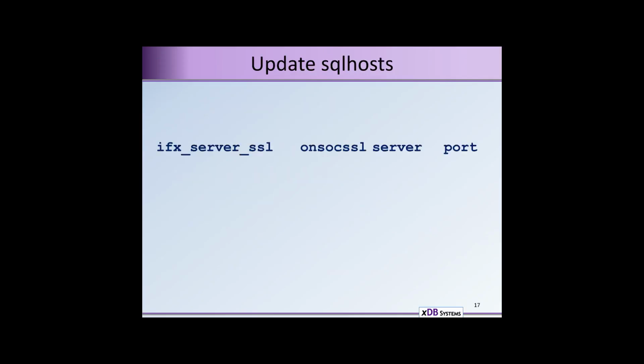So next thing is update SQL hosts. This is not anything terribly new and different. So we have our SSL listener name, so IFX server SSL. Rather than ONSOC TCP, we're doing ONSOC SSL. Then we give it the IP address and the port number we want to run as. A lot of times you'll see 9089 used to pair with 9088. But really, as with anything else with Informix listeners, this can be whatever you want, just depending on your environment.